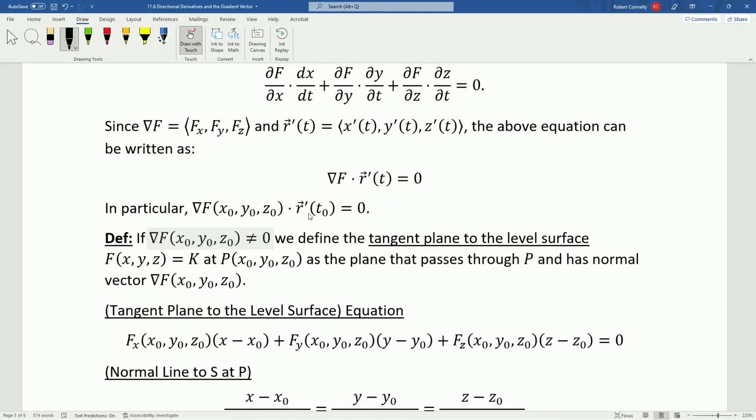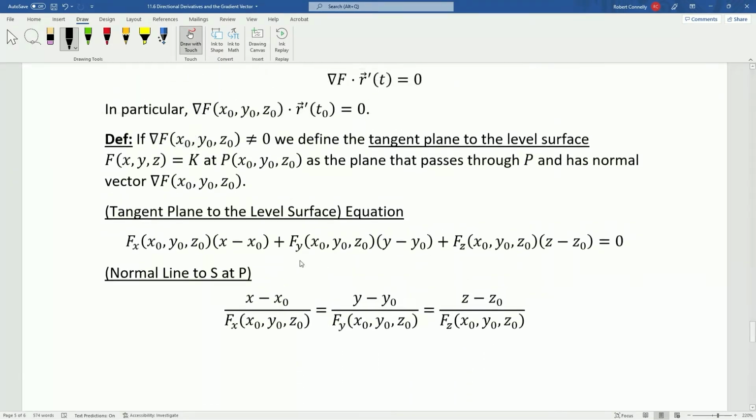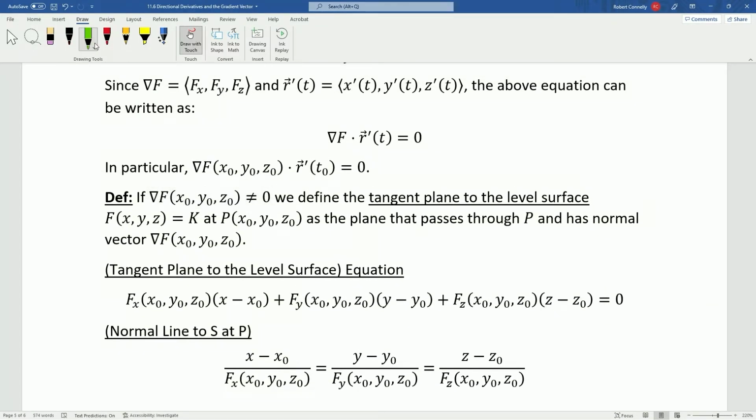So this dot product is 0. This is true for any curve on the surface passing through that point. So if you're imagining your curve, we'll try to do a rough drawing. You've got, say, a semi-sphere here, like that. You consider some point on this surface, and there's a plane that's tangent to it.